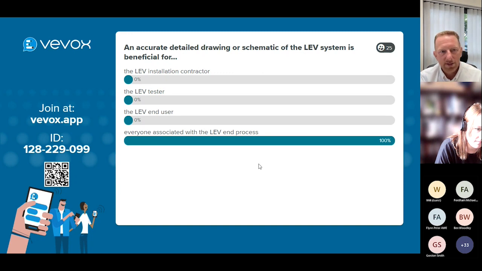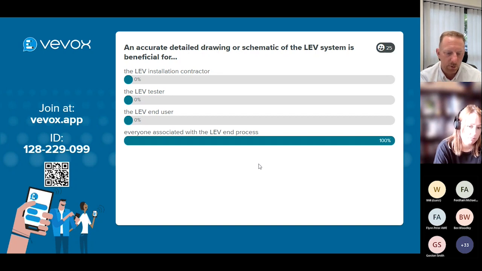We can do that with LEV systems. Should we be having a schematic fixed to the side of the plant or supplied with the plant? And in this day and age, even if it's a QR code like we've got on the screen here, you can download the schematic. Or there are things we can do better which will help with it.